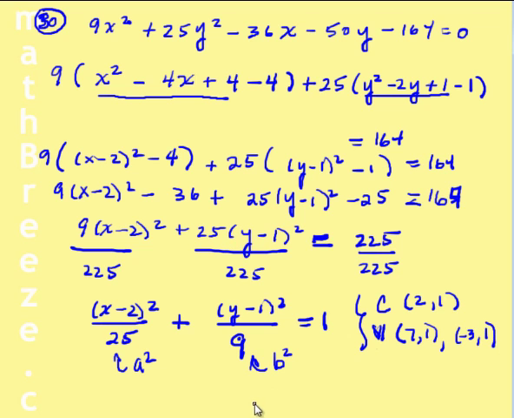Now if we want the focal points, we have to use our little equation. That would be c squared equals a squared minus b squared, 25 minus 9, 16. So c is 4. Okay. So for the focal points, we're going to add and subtract 4 from the center. So there's the center (2, 1). Add 4, 4 plus 2, so that's (6, 1) for a focal point. Subtract 4, 2 minus 4, that's (minus 2, 1) for a focal point.